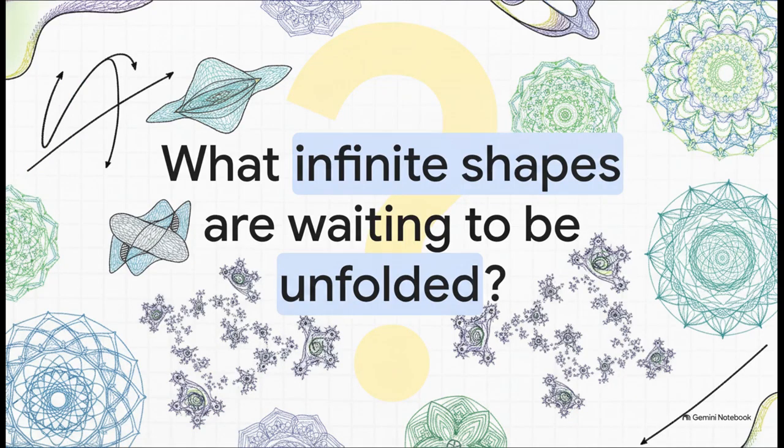So I'm going to leave you with this. We just looked at what happens when you simply square a number. But if squaring a complex number is powerful enough to bend straight lines into sweeping parabolas and literally fold a mathematical universe in half, what infinite, mind-bending shapes are waiting to be unfolded when we start exploring the countless other functions out there?